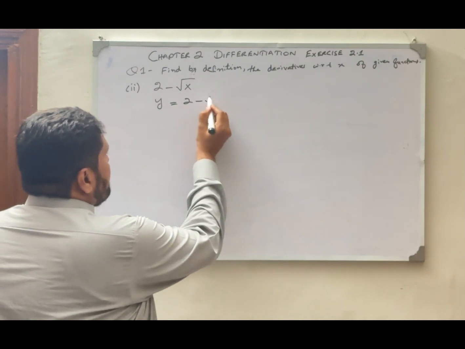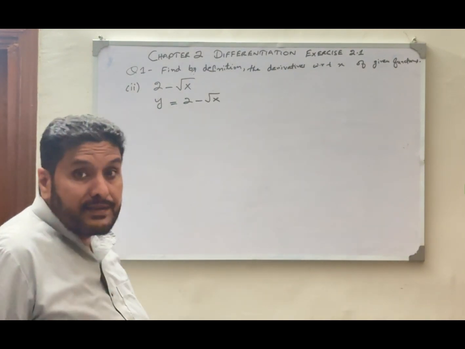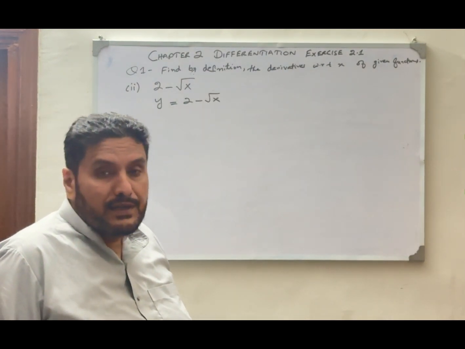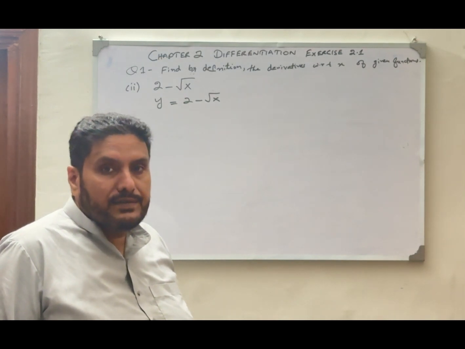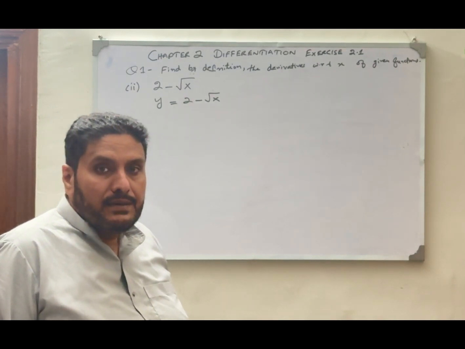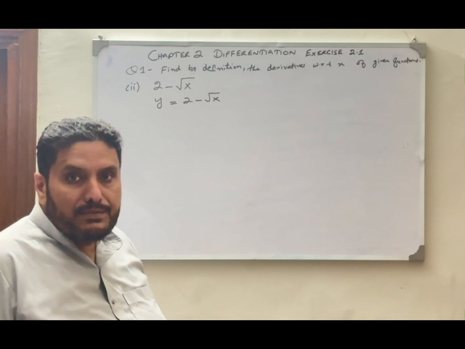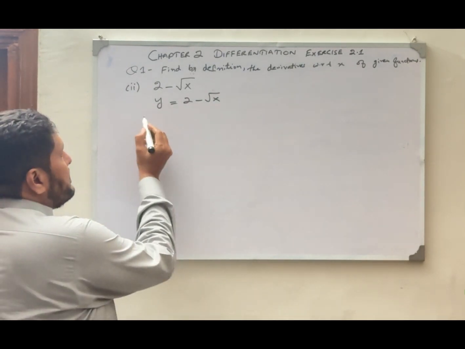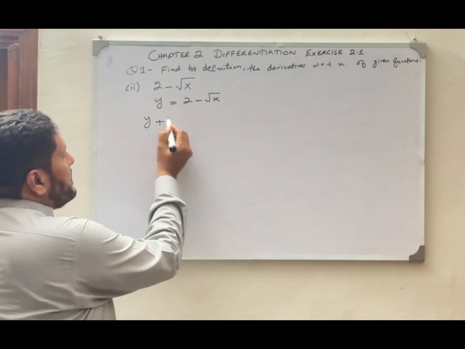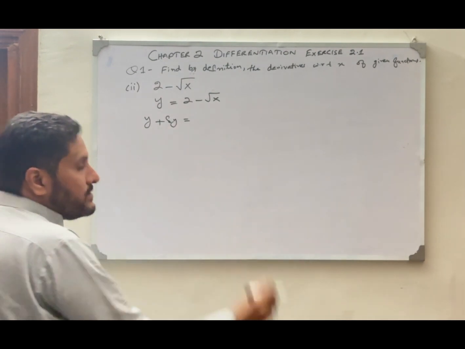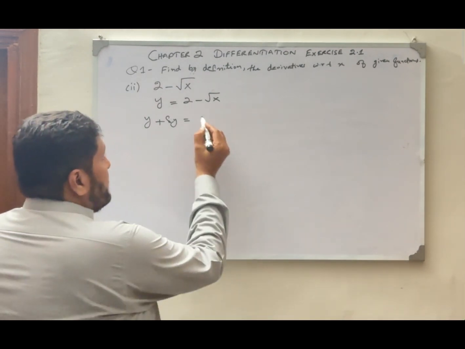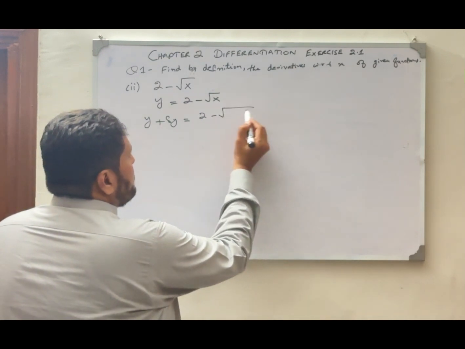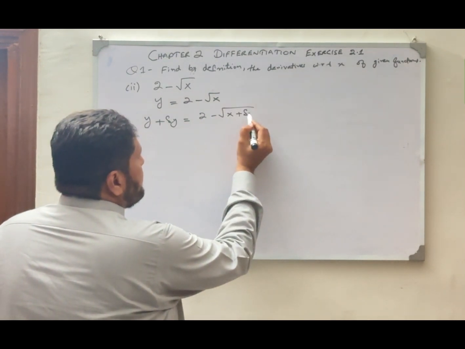2 minus square root of x. So this is another function. We have to find the derivative of this function by using the principal method or the definition method. So in step 1, we have to take y plus delta y. So this will be equivalent to 2 minus square root of x plus delta x.